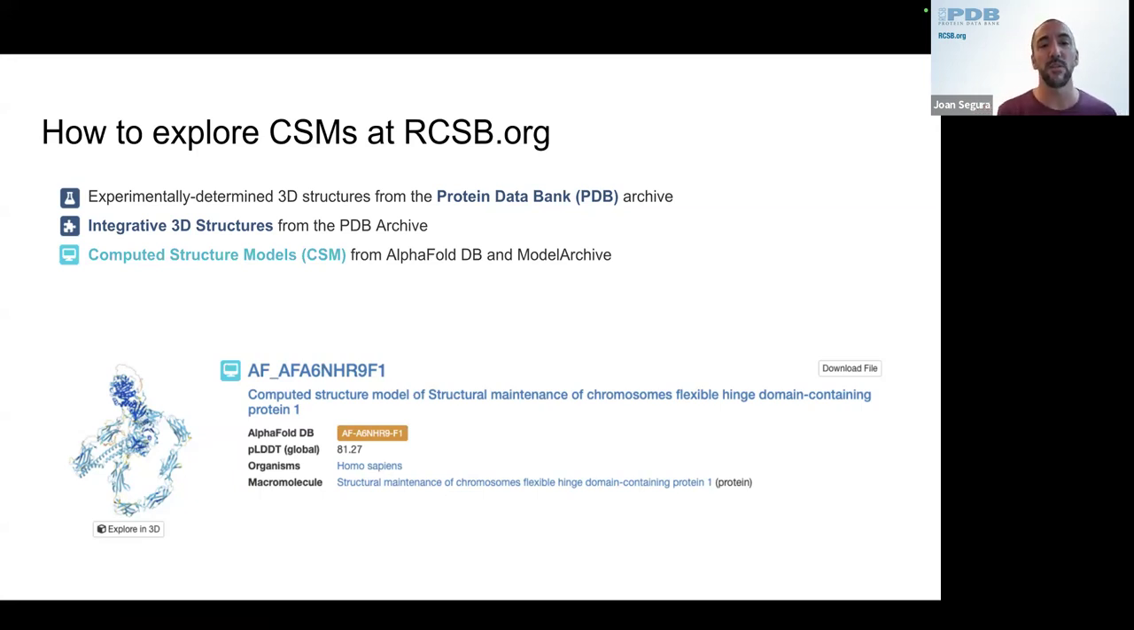And finally, we have the computed structure model. So that is what we are talking about in this talk. That is represented with this cyan color instead of dark blue and the screen computer icon. So when next to the protein or the structure entry ID, you find the screen icon, this means that you are in front of a computed structure model.